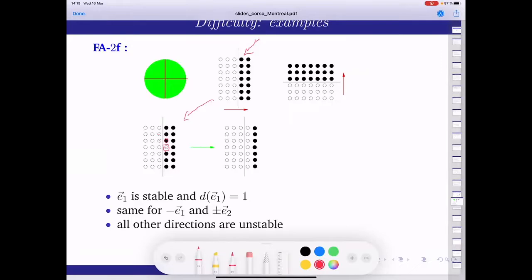If I have at least one empty site in the next row. So this is the difficulty of the direction E1 for the FA2F model. The same, by symmetry, holds for the other direction.